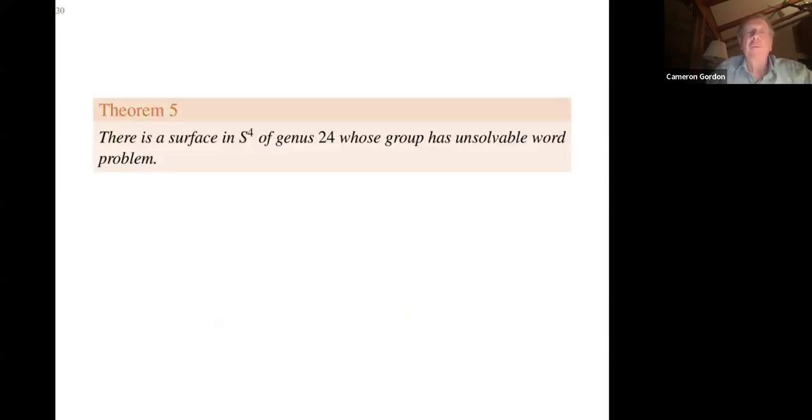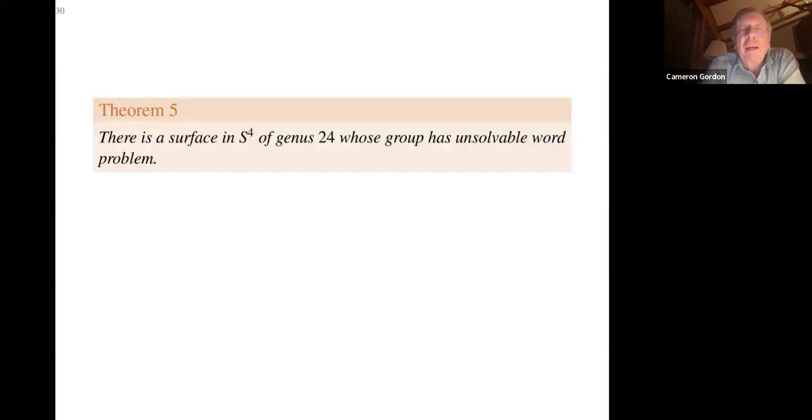But again, if we allow surfaces of higher genus, in fact, there is a surface of genus 24 whose group has unsolvable word problem. By the way, 24 is the same everywhere. That's the same 24 that appeared in Theorem 1. But this Theorem 5 does not obviously imply Theorem 1.